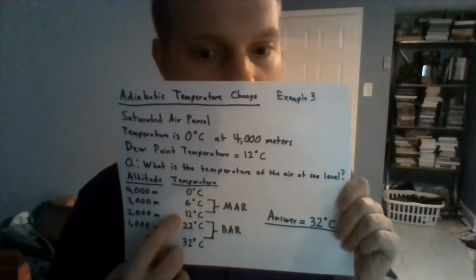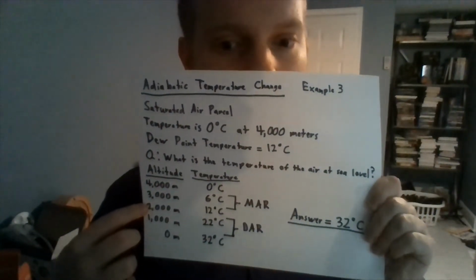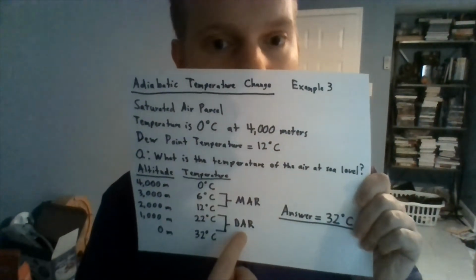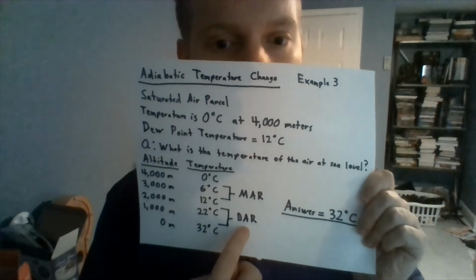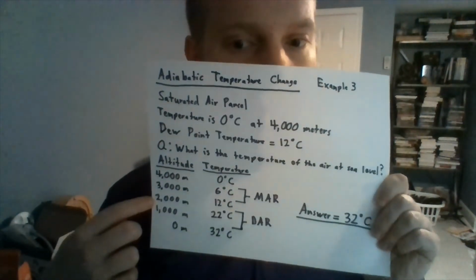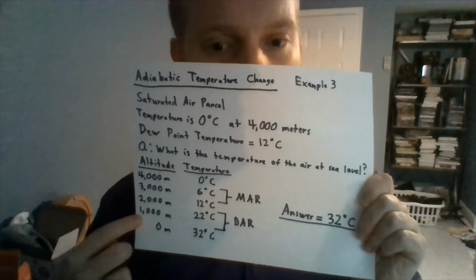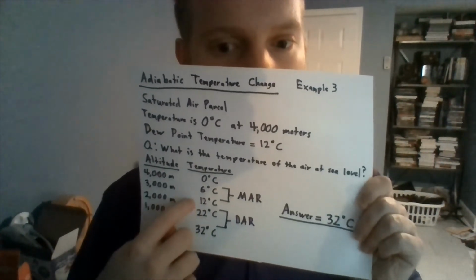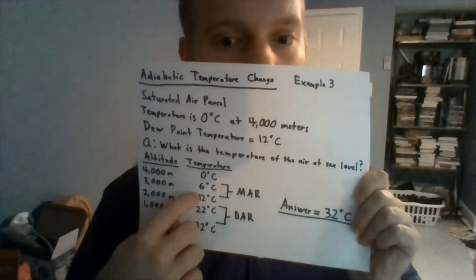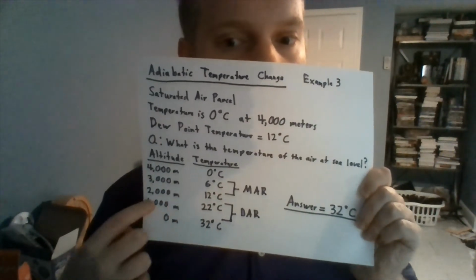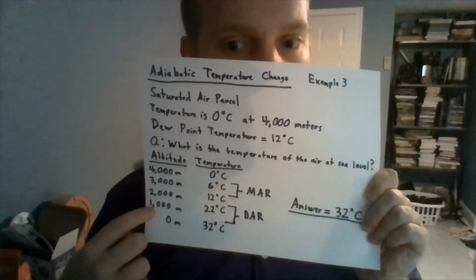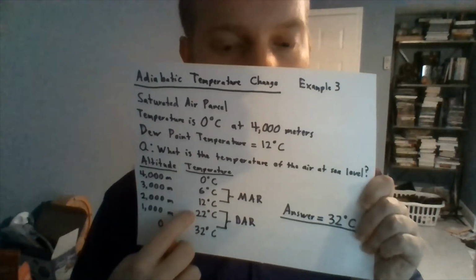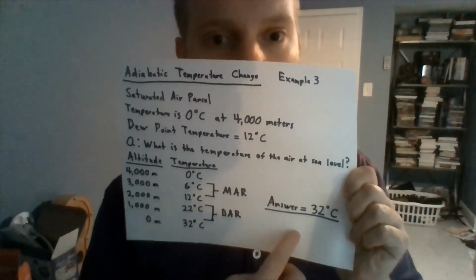So as we drop down further in altitude, we can no longer use the moist adiabatic rate. We have to switch to the dry adiabatic rate because the air is now unsaturated. So as we drop from 2,000 meters to 1,000 meters, we add 10 degrees rather than 6. So we jump from 12 degrees Celsius to 22 degrees Celsius. And finally, from 1,000 meters to sea level, 0 meters, we go from 22 degrees Celsius to our final answer of 32 degrees Celsius.